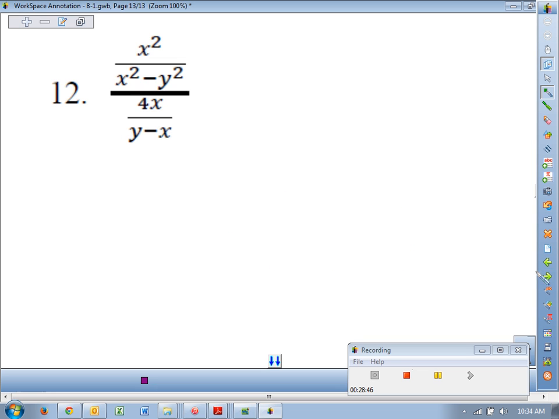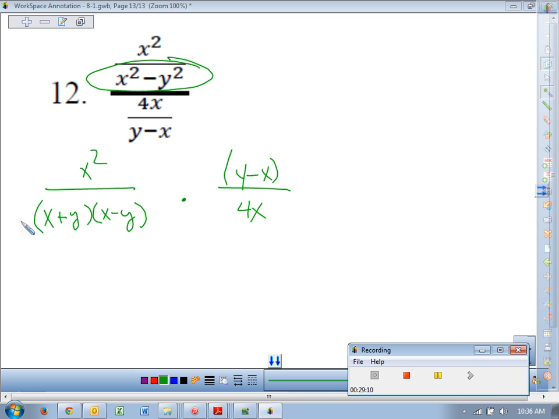Last one, my friends. Rewrite. First one stays the same. Second one gets reciprocated, and we're changing it to a multiplication problem. If you want to factor as you rewrite, that's great. If not, whatever you feel comfortable with. Give it a shot, video peeps. Here's what it is once you get it all factored down, but before you get it reduced.